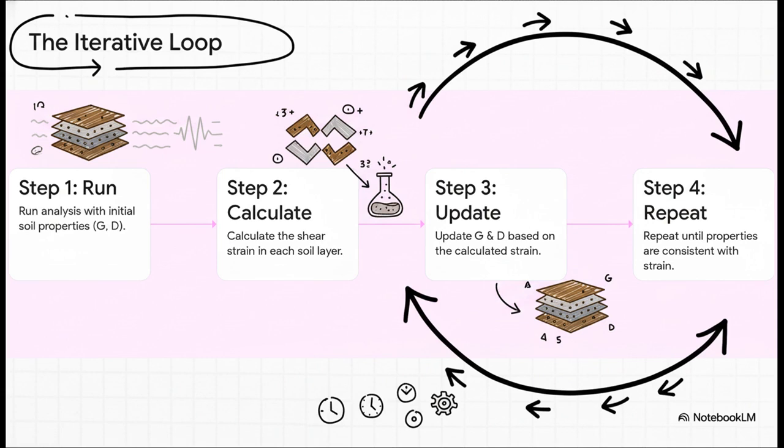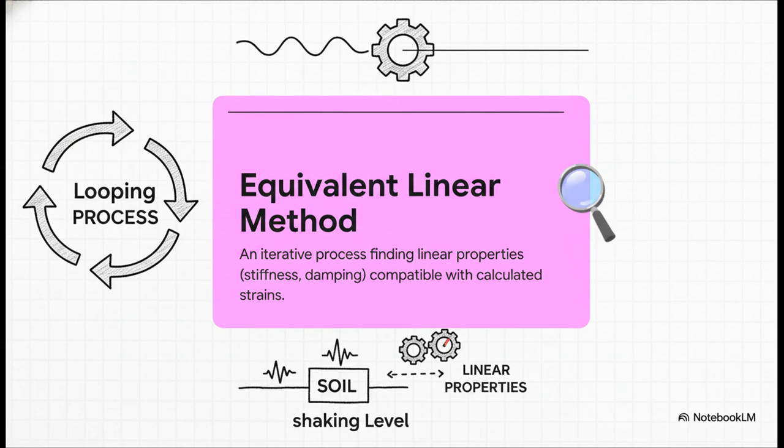It iterates. It takes a guess at the soil properties, runs the whole analysis, and then it checks the strain, the amount of deformation in the soil. Based on that strain, it updates the properties, and then it runs the whole analysis again, and again, and again, until it all matches up. And this whole clever looping process, well, it has a name. We call it the equivalent linear method. It's a brilliant workaround, you know? It isn't solving the true nonlinear behavior directly, but it's finding a set of linear properties that are equivalent to how the soil would actually behave at that level of shaking.